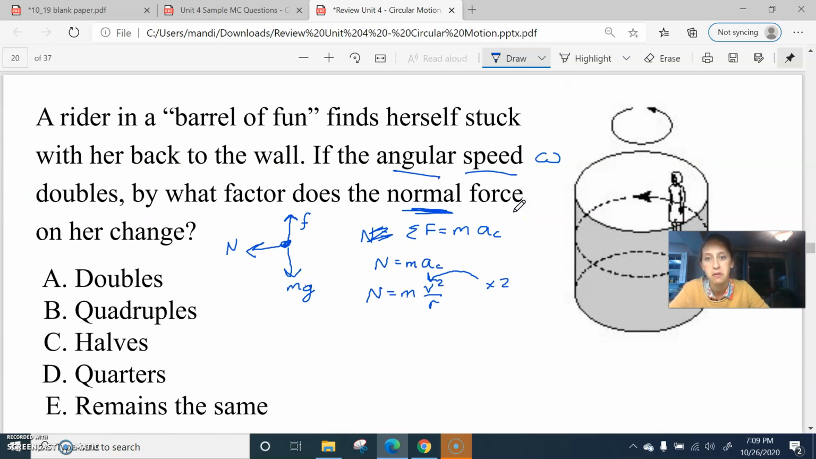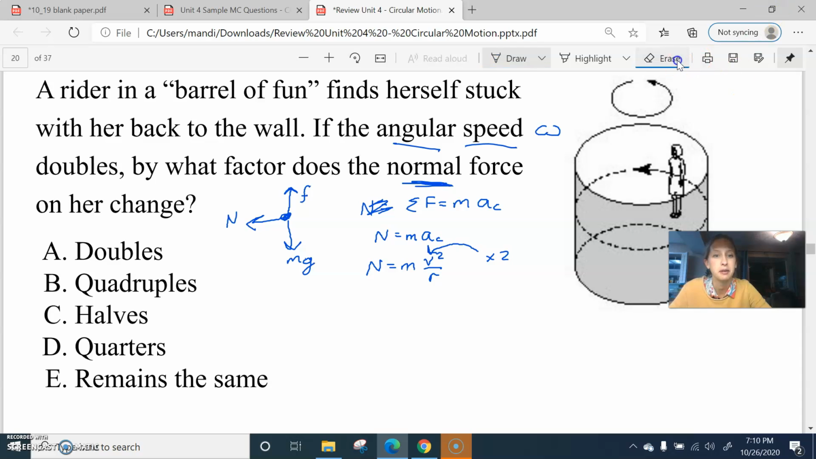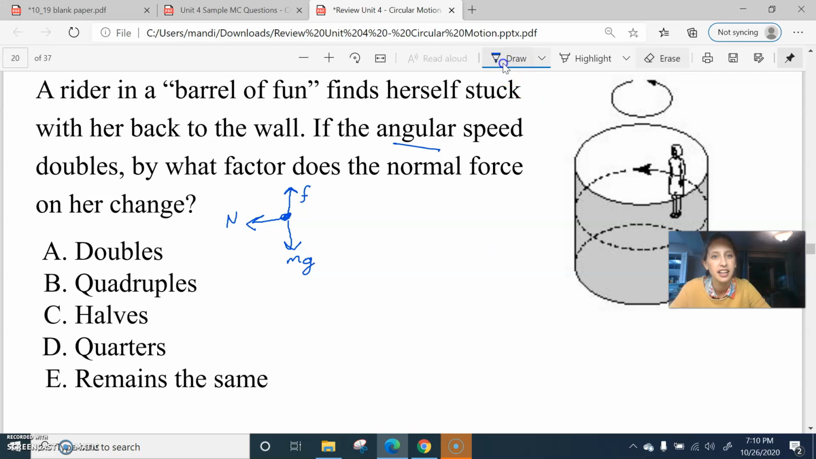Okay. So, oh, y'all can tell I practiced. How embarrassing. Okay, so on this barrel of fun, we've got, how does the normal force change if the speed changes? All right, so we are going around even faster.